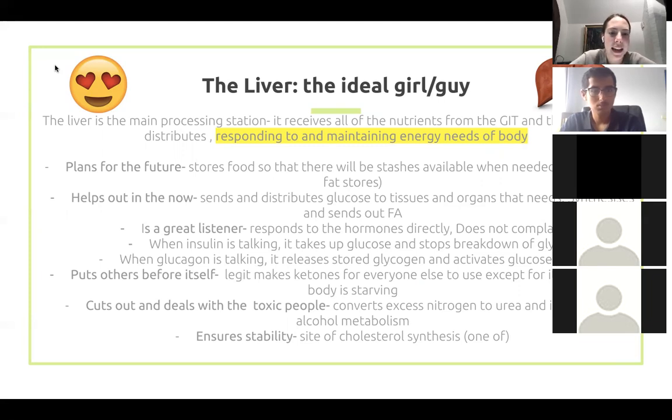Another thing, it helps out in the now. It is constantly distributing glucose to all organs that need it, and also synthesizing and sending out fatty acids to places that need energy. So it works as this great middle ground, a homing center that sends and responds to everything.